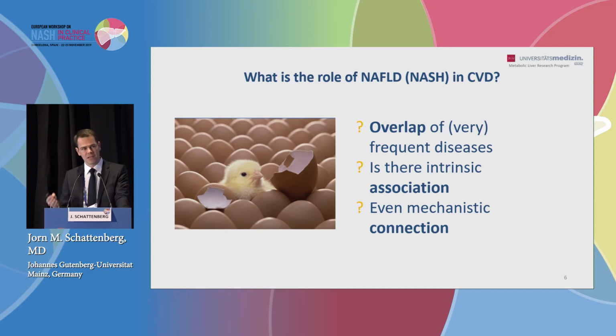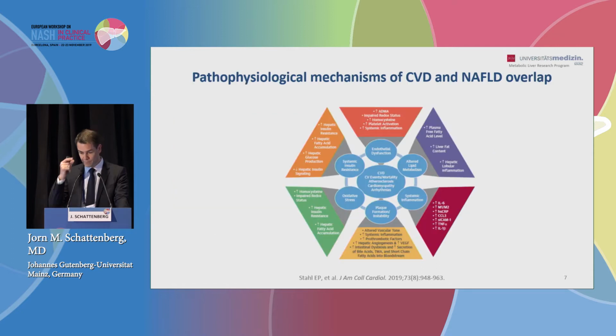It can be, as I tried to highlight in the first few slides, an overlap of two very frequent diseases, totally independent. The question is, and I'm trying to answer that in the next slides, is there an intrinsic association, or is there even a mechanistic connection, saying that, for example, liver disease and hepatic inflammation drive part of the cardiovascular outcomes we're observing in our patients? That question is not totally resolved, but I'll try to lead you through what I think about it.